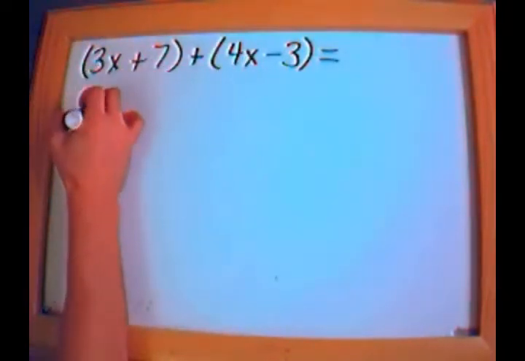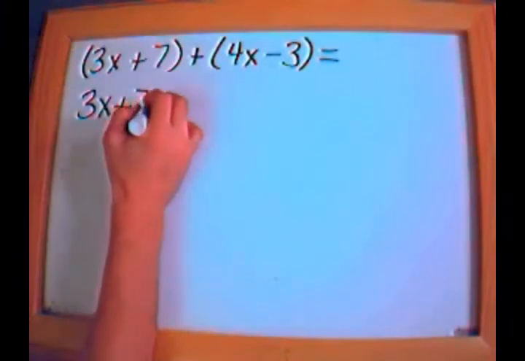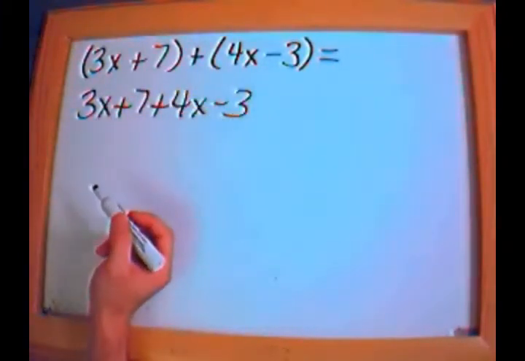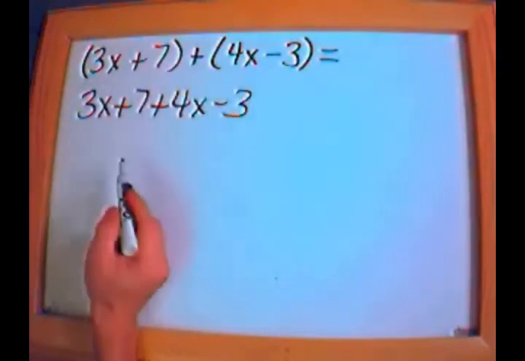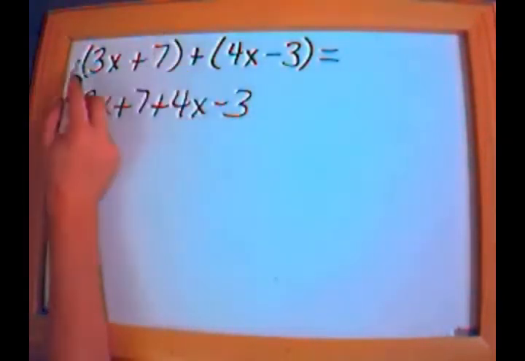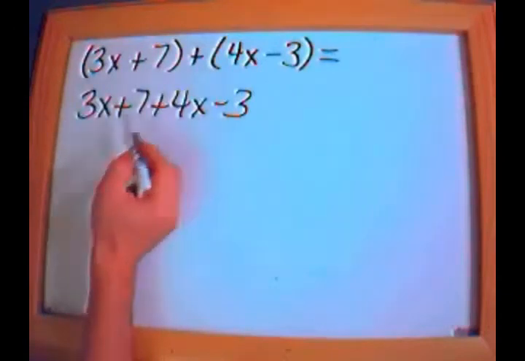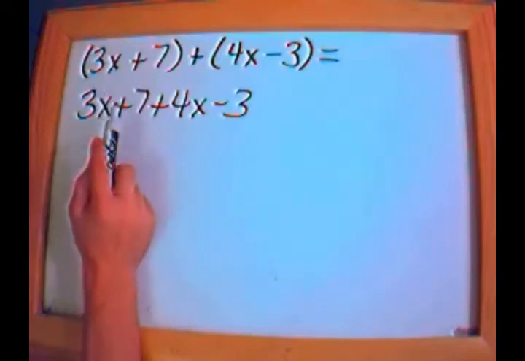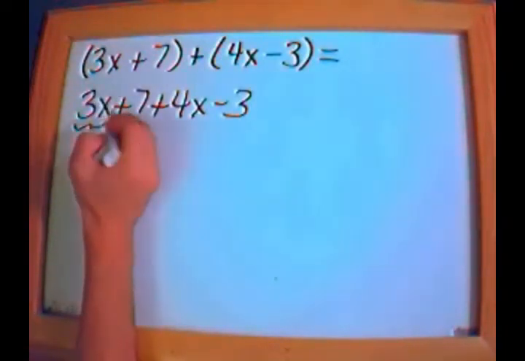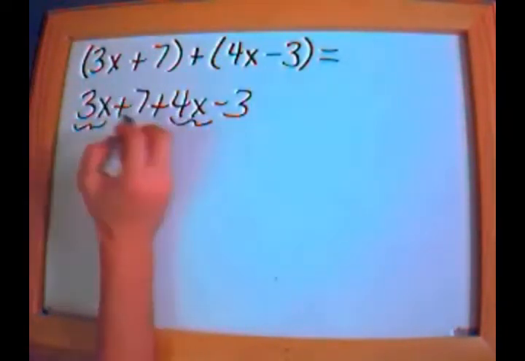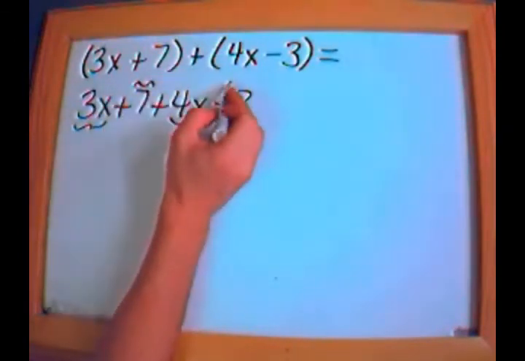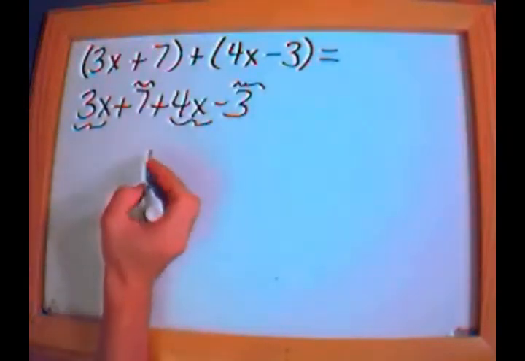So I can just rewrite this problem: 3x plus 7 plus 4x minus 3. All I've done is remove the parentheses, because there's no exponent and no number out front to distribute in. There's nothing to do, you just rewrite it. Okay? So now you have to collect like terms here. This is a like term with this, because I've got an x in each case. Likewise, this is a like term with this because they're just numbers.